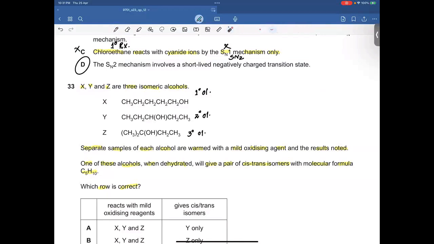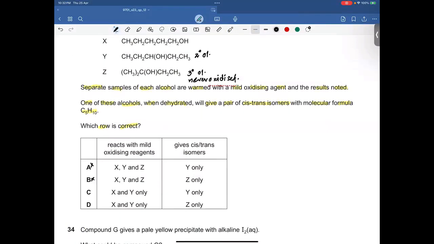How can I decide so quickly whether it's 1 degree, 2 degree or 3 degree? I've told you in the class, when OH is attached to a carbon atom with 2 hydrogens, it's primary. When OH is attached to a carbon atom with 1 hydrogen, it is 2 degree. When OH is attached to a carbon without any hydrogen, it's tertiary. Tertiary alcohol is never oxidized, which means options A and B are incorrect, because tertiary alcohol cannot react with mild oxidizing agents. So the right answer is going to be C or D. I've got 50% right.